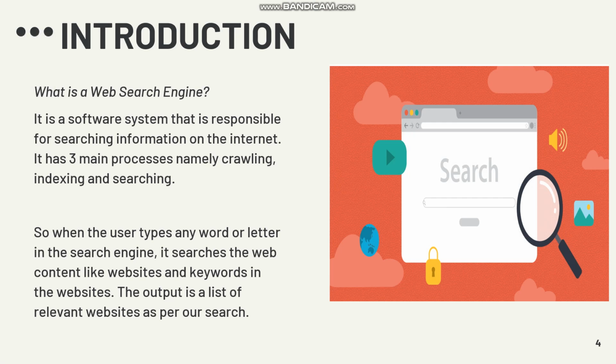Starting with the definition of what a web search engine actually is. It is a system which is responsible for searching information on the internet. There are three processes used by a web search engine, namely crawling, indexing, and searching. So when the user types any words or letters and clicks on search, the search engine crawls the web to index web pages and provides information based on the user's search query. Web search engines can also be termed as data miners because data mining techniques like crawling, indexing, and searching are being used. Now, Sneha will explain the search engines used in today's world and features of our project.